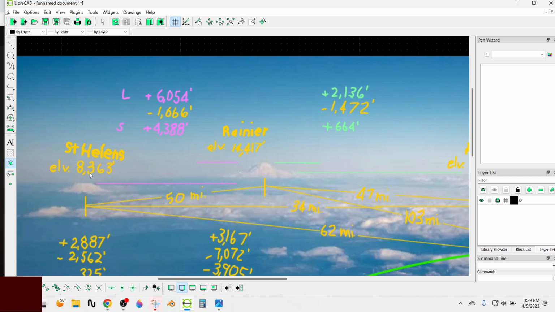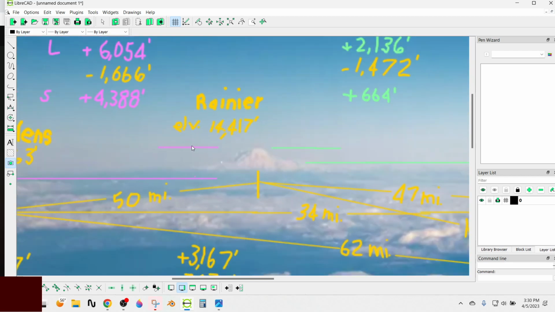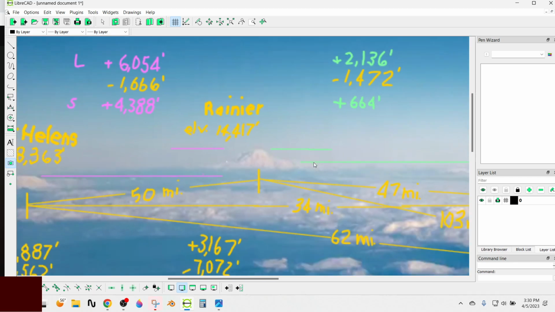We have established that Mount Rainier, the elevation of the peak, is 6,054 feet above Mount St. Helens, peak being here, Mount Rainier being here. So this distance now becomes 6,054 feet between there and there, and 2,136 feet between here and there.